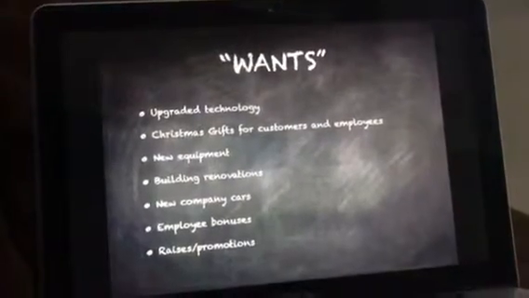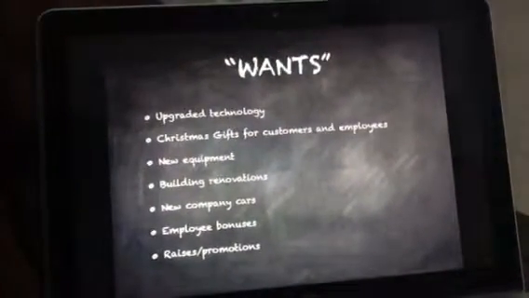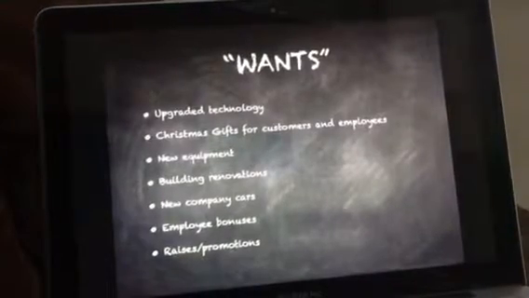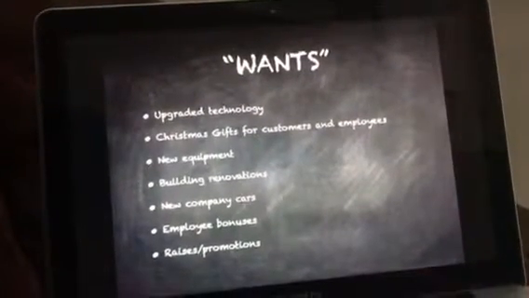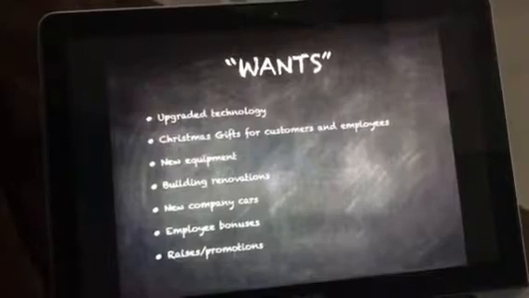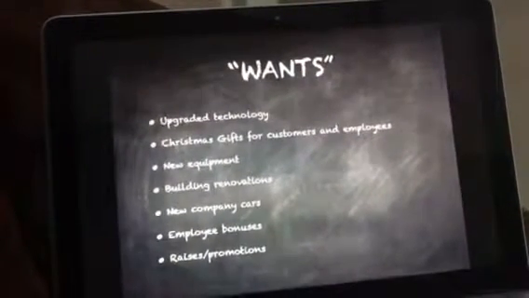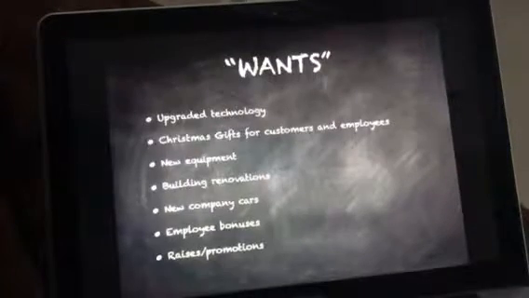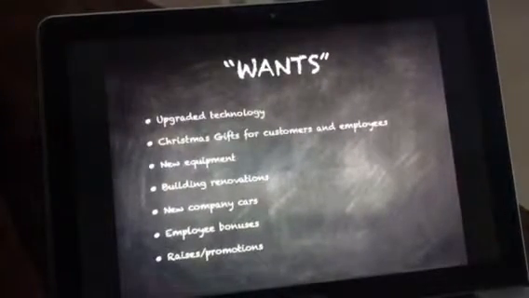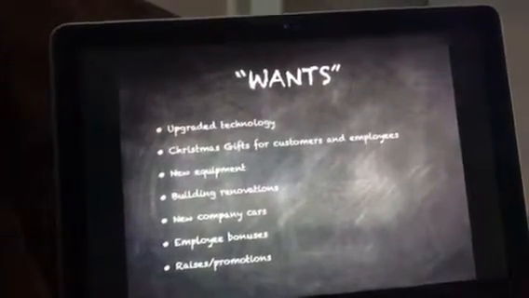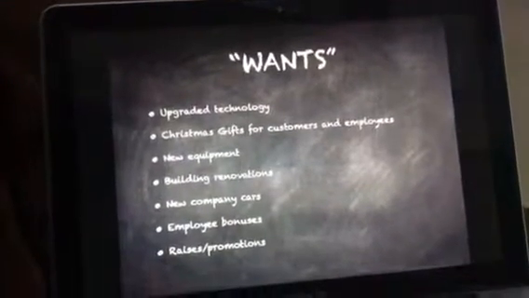This is the part of a budget that a lot of people seem to have trouble with. Wants are tough because we want a lot of things and we want the best of everything, but we have to determine what money we have left to achieve those wants. I just listed a few examples here and I'll list them off.